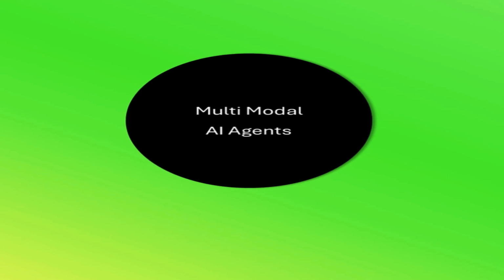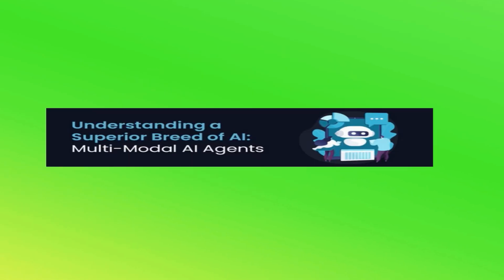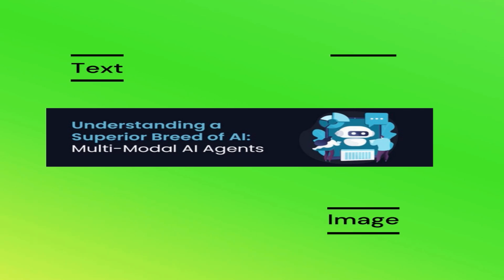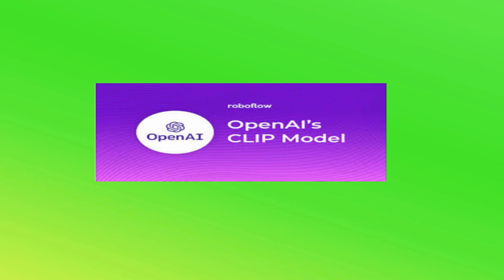Multimodal AI agents. These are super smart agents that can understand and work with different types of data like text, images, and audio all at once. Possible by integrating models like CLIP for image text understanding into a pipeline using LangChain.